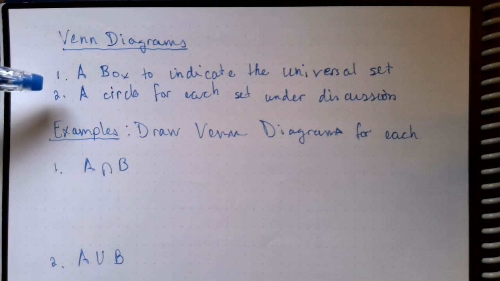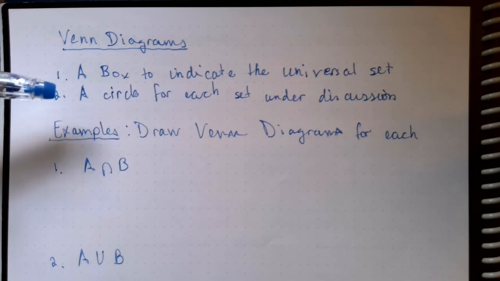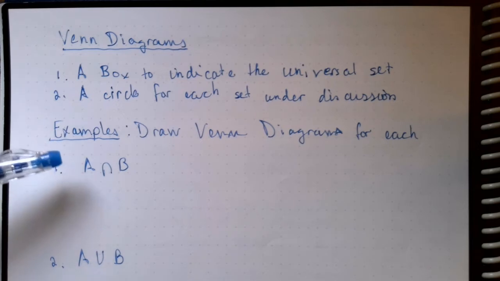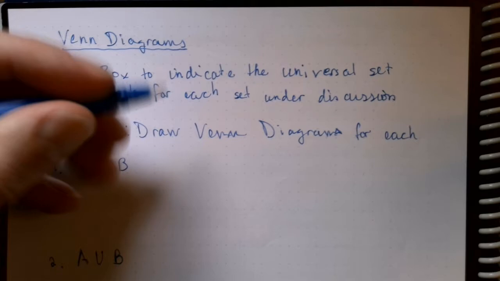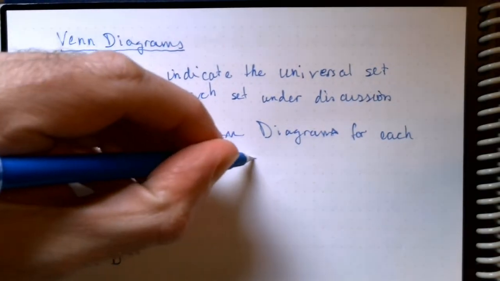So when we are drawing a Venn diagram, we want a couple things in place. We want a box that indicates the universal set, and we want a circle for each set that we're talking about. It'll be clear once we work through some examples. So we're going to draw Venn diagrams for each set. So we want the set A intersect B.